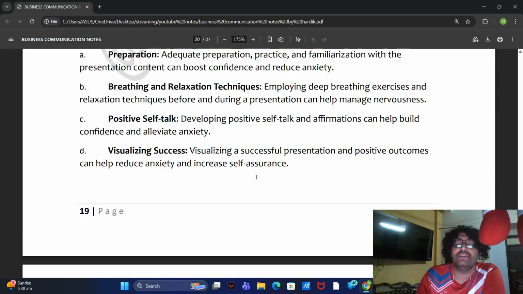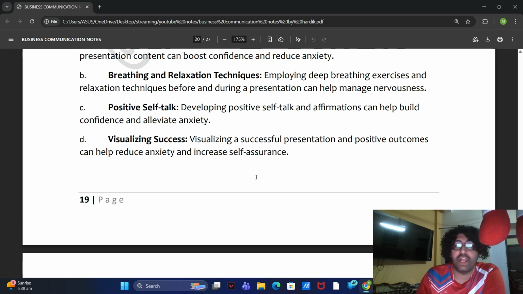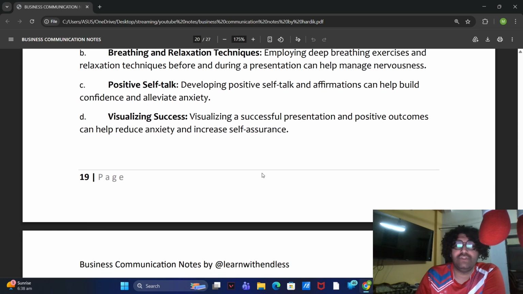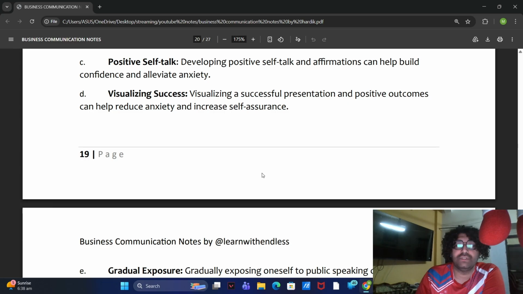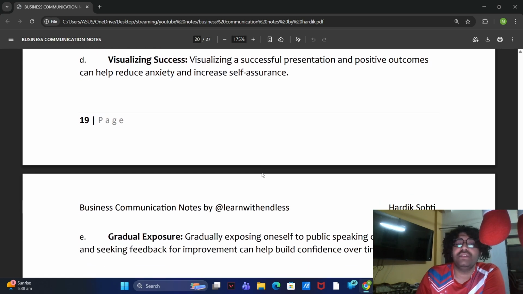Breathing and relaxation techniques. Employing deep breathing techniques and relaxation techniques before and during presentation can help manage nervousness. Positive self-talk. Developing positive self-talk and affirmations can help build confidence and alleviate anxiety. Visualization of success. Visualizing a successful presentation and positive outcome can help reduce anxiety and increase self-assurance.